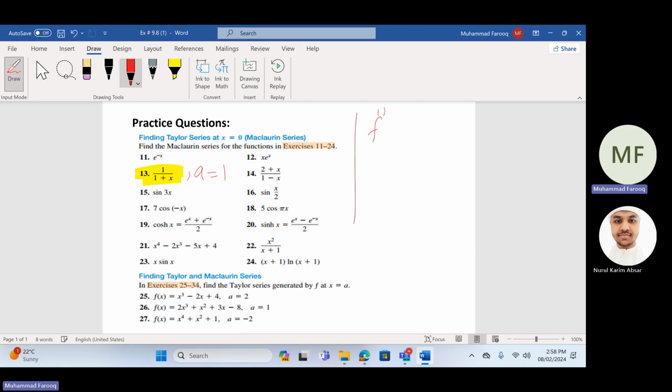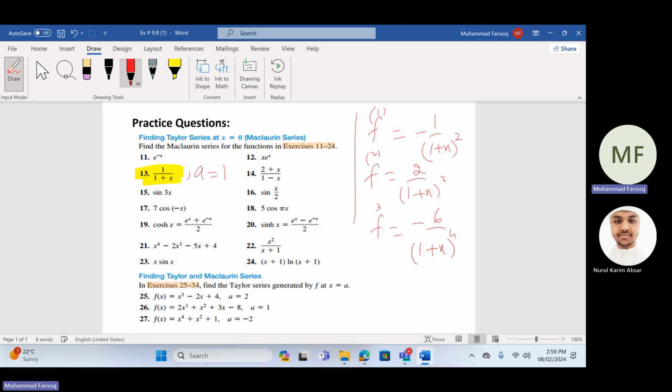What is the first derivative? Minus 1 over (1 plus x) squared, right? Then the second derivative becomes positive 2 over (1 plus x) power 3. Then the third derivative becomes minus 6 divided by (1 plus x) power 4. In 1 second I have the derivatives. It's not any lengthy thing, so you can easily derive.